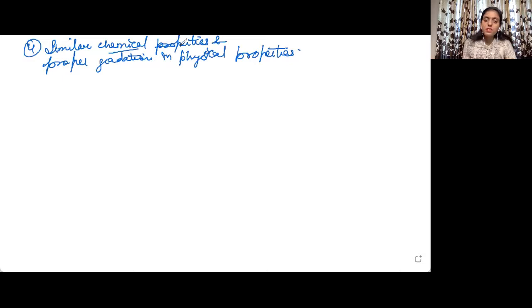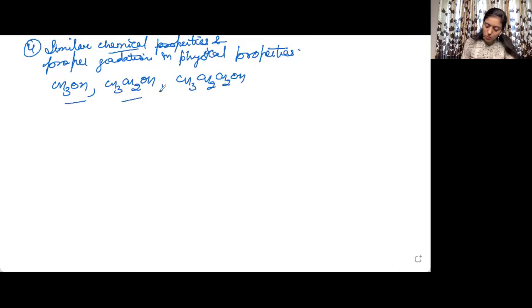Then gradation in the physical properties. CH3OH, CH3CH2OH, CH3CH2CH2OH. Now here the molecular mass is increasing. So with the increase in molecular mass, there will be change in the melting points. Methanol is going to have some different melting point. Ethanol will have different melting point. Propanol will have different melting point, but there will be a regular trend. If it is increasing with the increase in molecular mass, there will be a regular trend that moving from this to this, it is regularly increasing. Okay, so this is what is the meaning of homologous series.